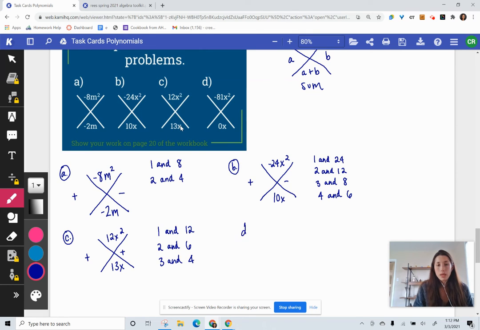And then for our last question, we've got -81x squared. And remember, the only way to multiply to make a negative is with one positive and one negative. Okay, so I'm going to put plus and minus, or actually it doesn't matter the order that we put the positive and negative, and I'll put plus over here. I've been keeping it consistent and negative. And then you need two numbers and they're going to add up to 0. So what that tells me is that they need to be the same exact number. One is a positive and one is a negative to combine to make 0.